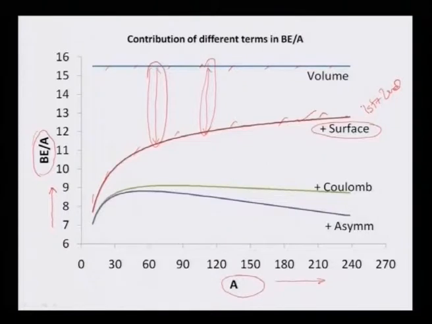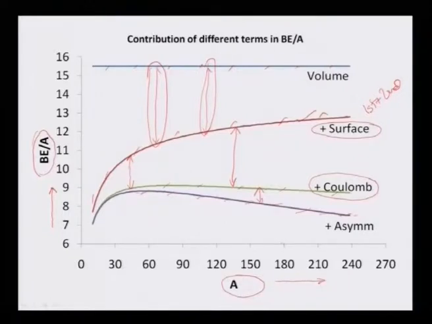Then the third one that you are seeing here is when you also add the Coulomb energy, the third term in the expression. That Coulomb term is also subtracted from the total binding energy. So, this much is the Coulomb contribution, and this much is further subtracted, and then you get this one. I am showing this graph to give you an idea of how much the surface is contributing, and how much the Coulomb repulsion is contributing.